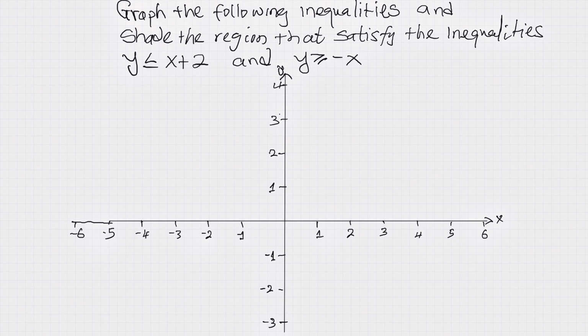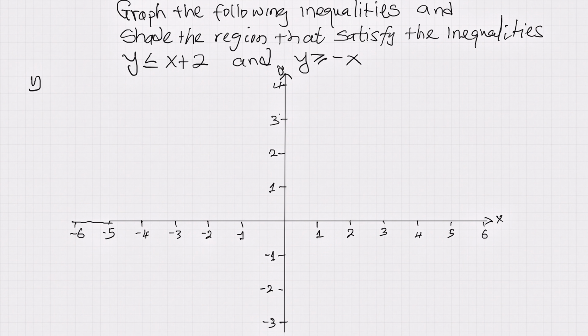Let's look at what we have here. They say graph the following inequalities and shade the region that satisfies the inequality. We have y less than or equal to x plus 2 and y is greater than or equal to minus x. So all we need to do is plot these two graphs and see the region that satisfies the inequality. So let's go ahead and plot the first graph.